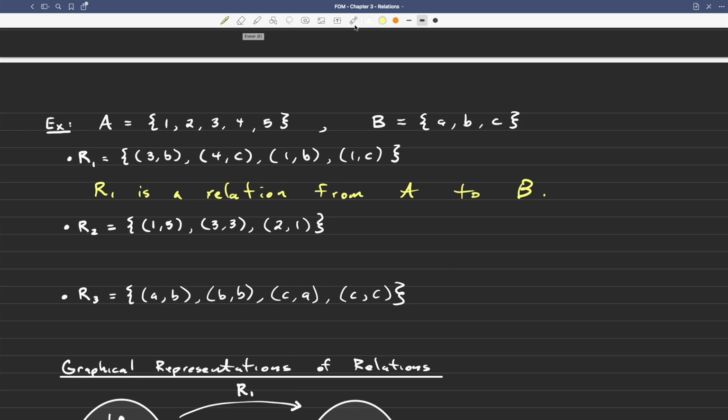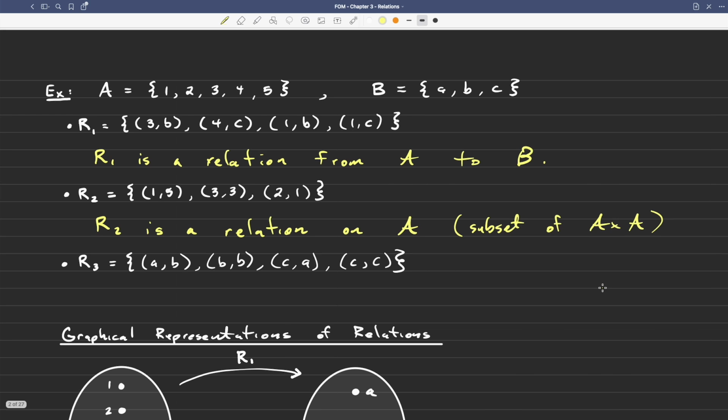For R2, you see that both the first component and the second component of these ordered pairs are both coming from the set A, because they're all integers between 1 and 5, right? So what we have here with R2 is a relation on A, because it's a subset of A cross A. And likewise, with R3, you notice that all of the components are letters from A, B, and C. And so what we're looking at here is a subset of B cross B, so this is a relation on B. So R3 is a relation on B, i.e. a subset of B cross B.